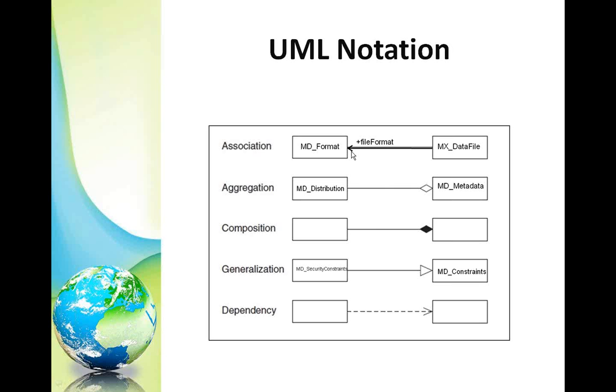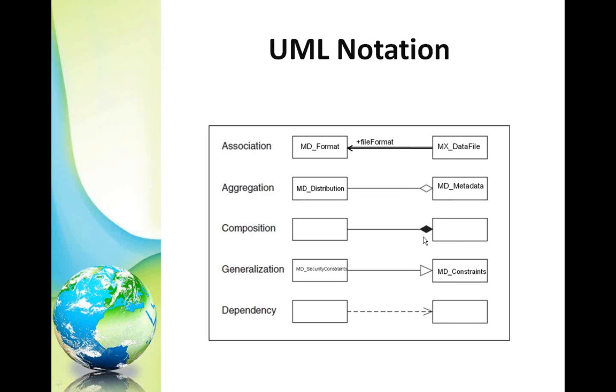Next, we have aggregation, and it's noted by this empty diamond. In an aggregation, one class is the container, and the other class is within and inside. So MD_Metadata contains a section called MD_Distribution.